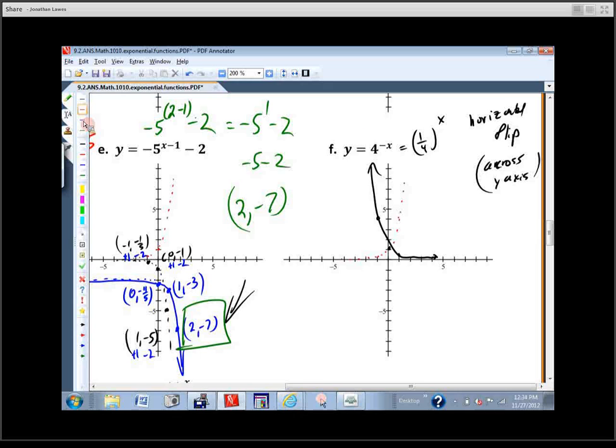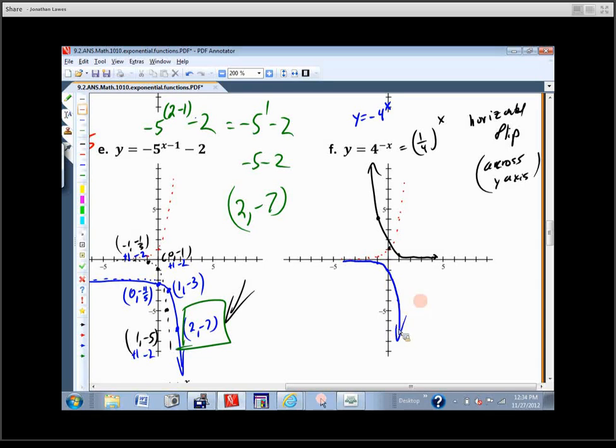I'm going to change colors here. So instead of multiplying the x by a negative, what if we multiply the function by a negative? What would that do? That would be a vertical flip. So it would look like this. It would go through here, here, and here.